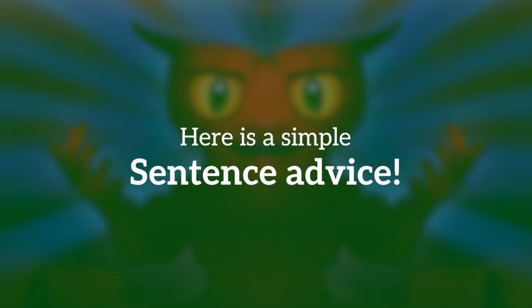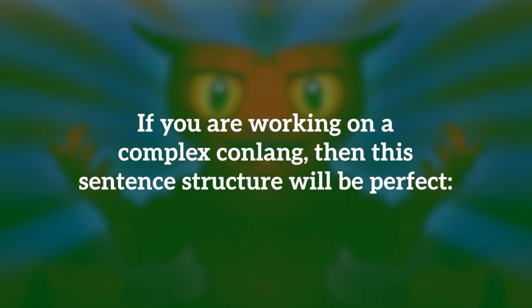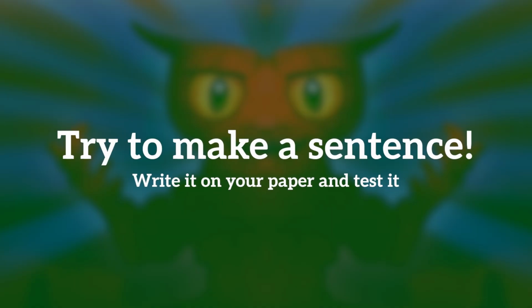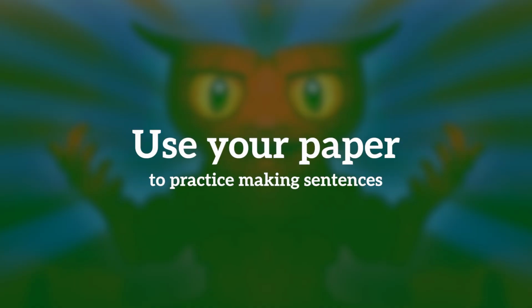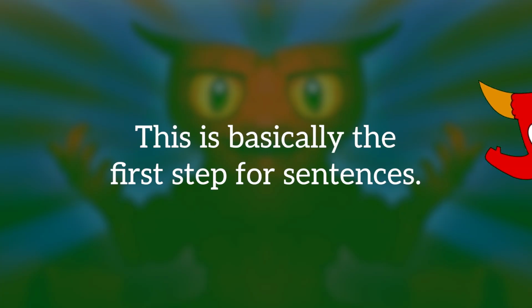If you want to make a simple sentence that will be like a sentence from English, then you should pick SVO. But if you are working on a complex constructed language, you can use SOV or any other sentence structure. Try to make a simple sentence and create your own subjects, verbs, and objects. That's the first step. How do you build a sentence?